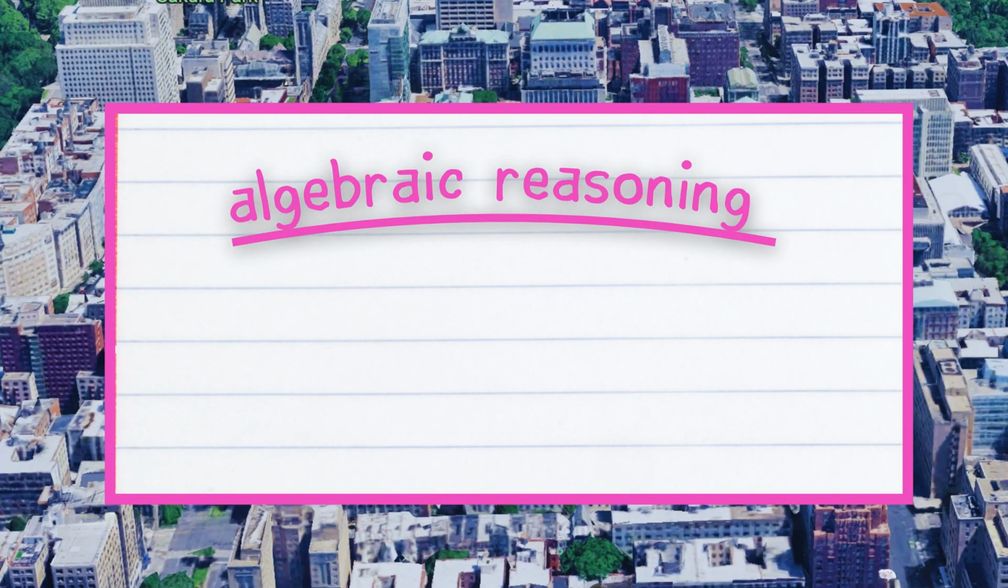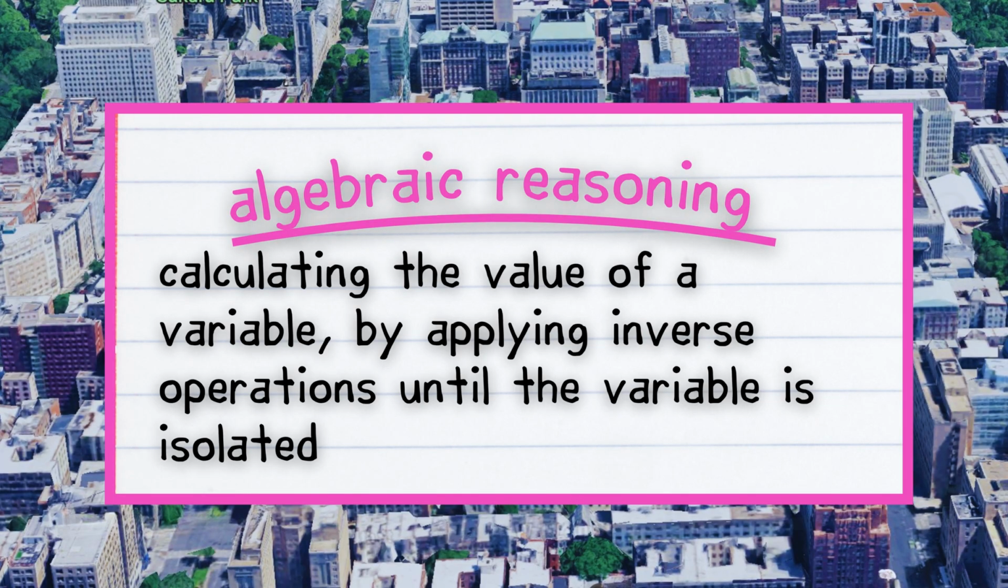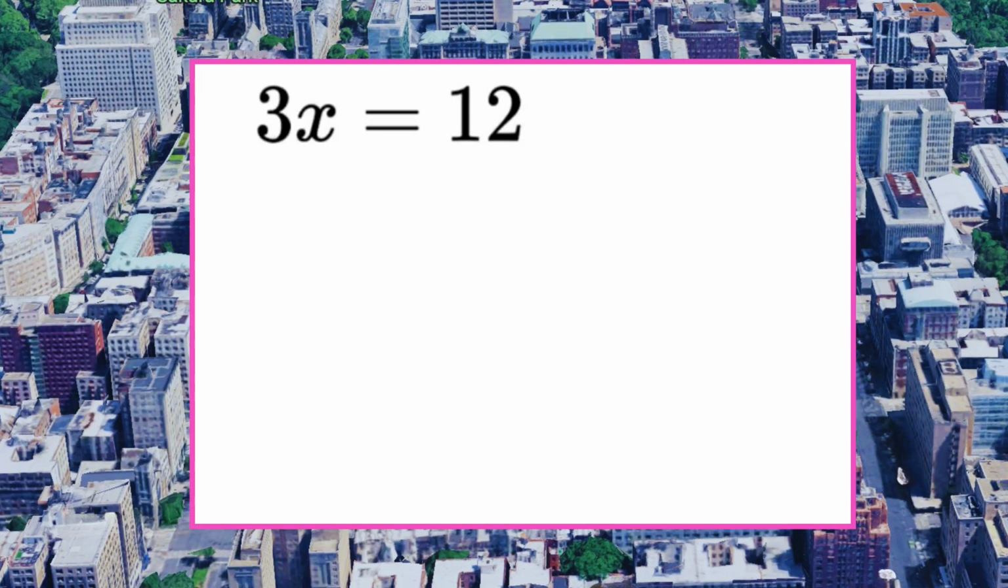Algebraic reasoning. Calculating the value of a variable by applying inverse operations until the variable is isolated. 3x equals 12. The equation states that 3 times an unknown number equals 12.